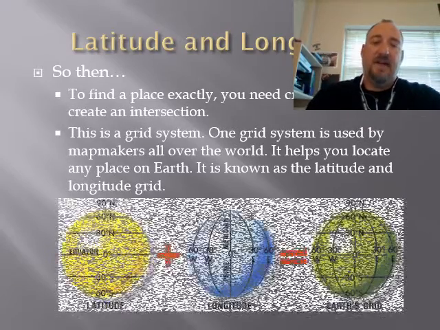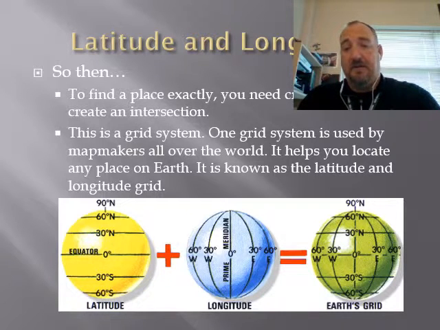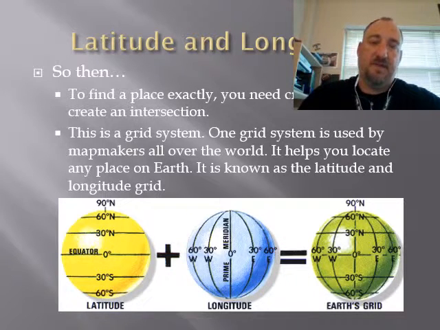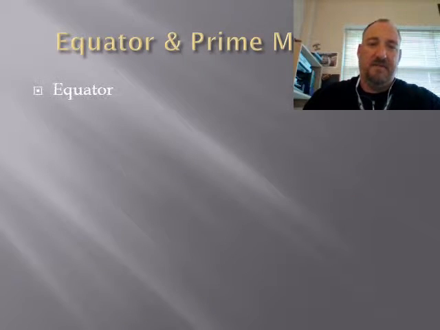But when we put these together, it creates a grid system. So we have our lines of latitude, our lines of longitude, and we put them together and it creates this grid. It allows us to pinpoint absolute location, and we can find any spot on the planet then using this grid system. We have some special lines.